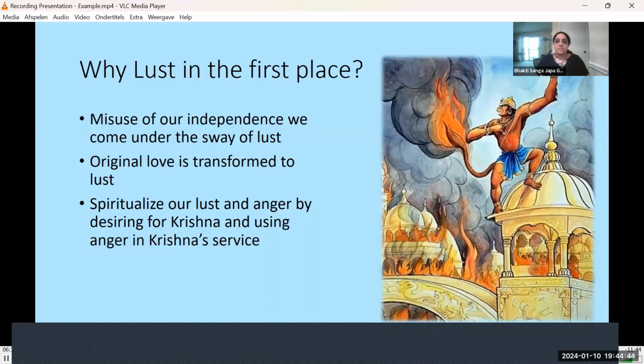Prabhupada tells in the purports of Bhagavad Gita that we should spiritualize our lust and anger by desiring for Krishna and using anger in Krishna's service. Just like in this picture, we see Hanuman. Hanuman also used his anger, but he used it in a spiritual way, in the service of Lord Ram. He burned the entire Lanka down as a service to Lord Ram. That is the way he used his anger. So all the qualities that we develop in this world can be somehow or the other dovetailed in the service of Krishna. That way we can spiritualize our very being.